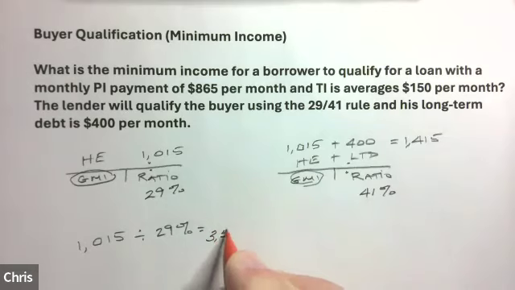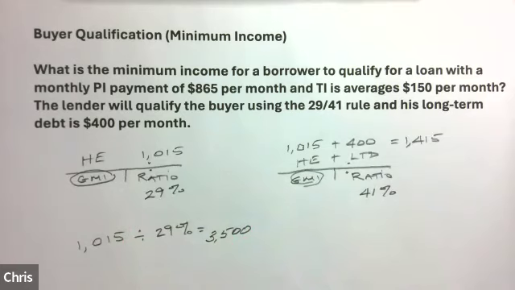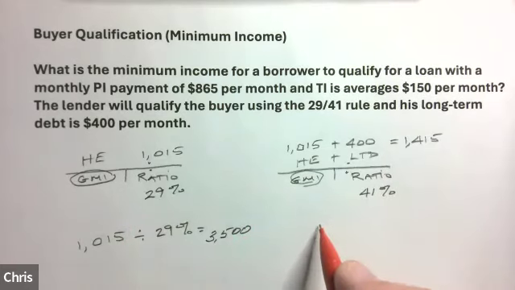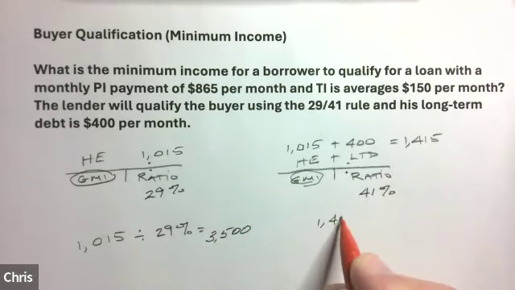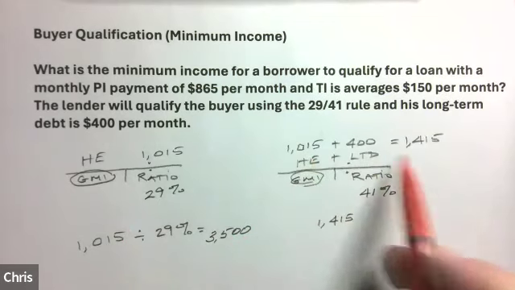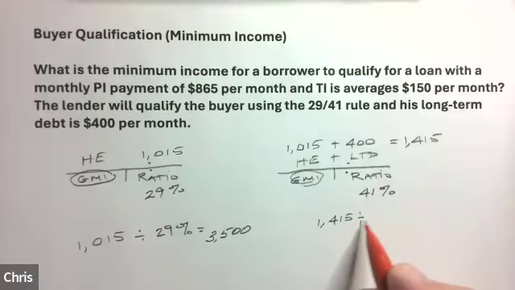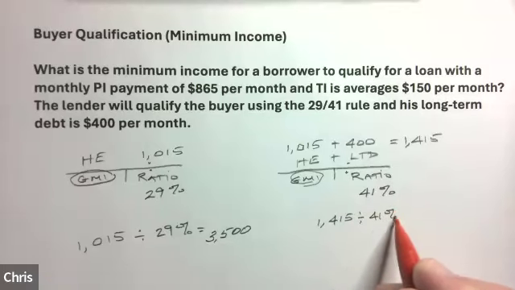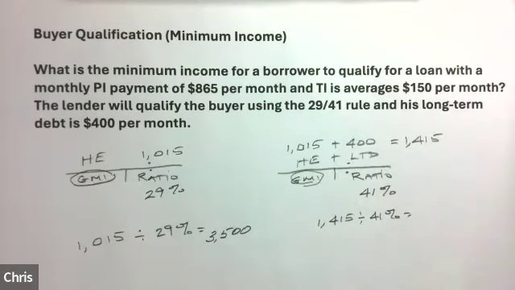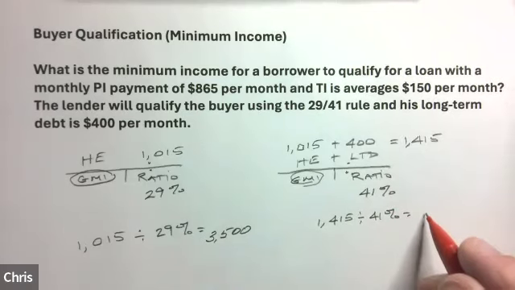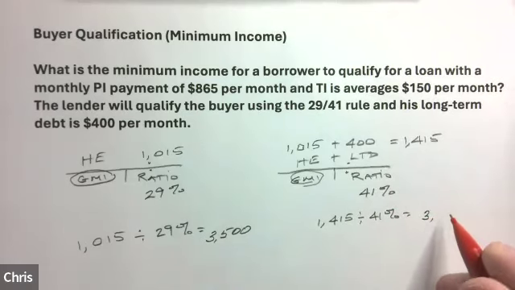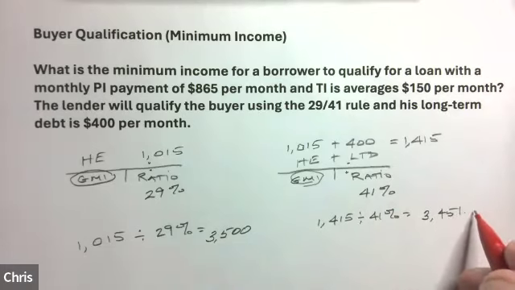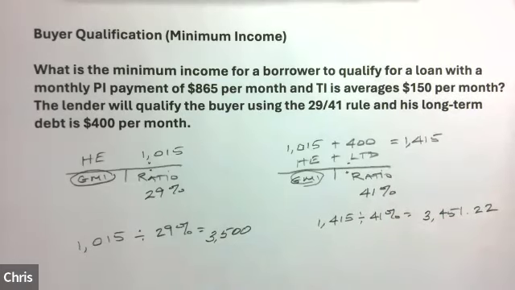So based on his housing expense, he needs a gross monthly income of $3,500, but the bank hasn't taken into consideration his debt yet. So 1,415, after adding together the housing expense and the long-term debt, divided by a ratio of 41%, tells us that he could afford, or he must make, 3451.22. Again, don't worry too much about the change on that.